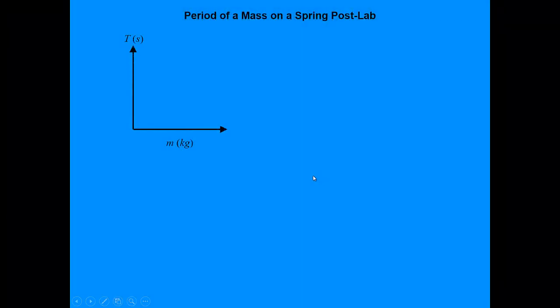Second half of the lab was period as a function of mass with constant spring constant. Right? So we used one spring and varied the masses. And when you graphed that, you got a side-opening parabola. Well, we just saw how to linearize a side-opening parabola. You take the square root of the x value. So here we graphed period in seconds versus square root of the mass in square-rooted kilograms, and that gave you a linear graph that went through 0, 0.